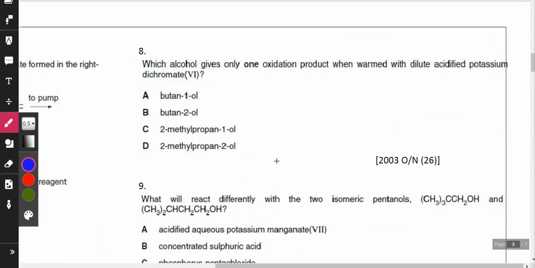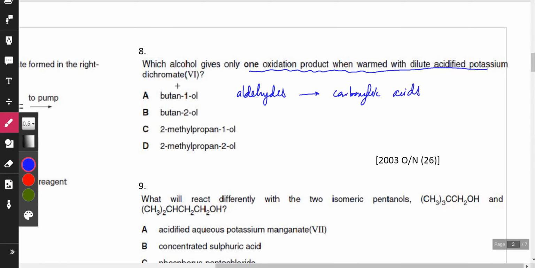Now the question is, which alcohol gives only one oxidation product when warmed with dilute acidified dichromate, when you oxidize it? All of them are alcohols. Can you tell me what would be the oxidation product of butan-1-ol? Is it a primary alcohol or is it a secondary or a tertiary alcohol? Primary. So primary alcohols are going to change into aldehydes, and then they're going to change into carboxylic acid. Now the problem is you might not get a single product. You might get multiple products, like an aldehyde and some carboxylic acid. So that's going to give you multiple products.